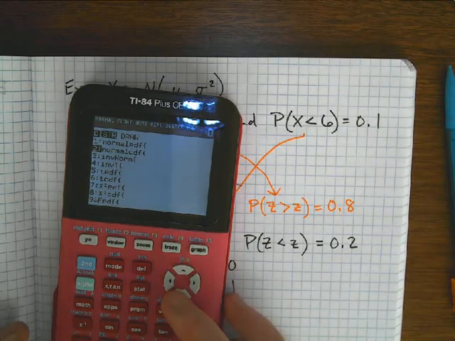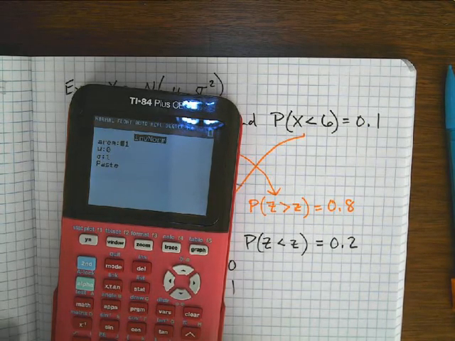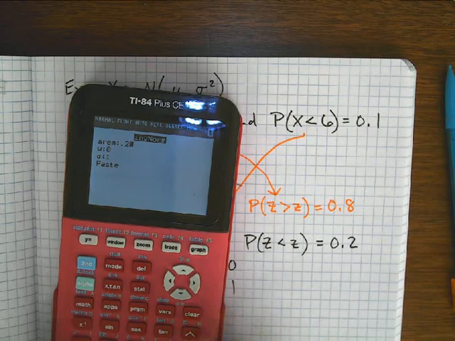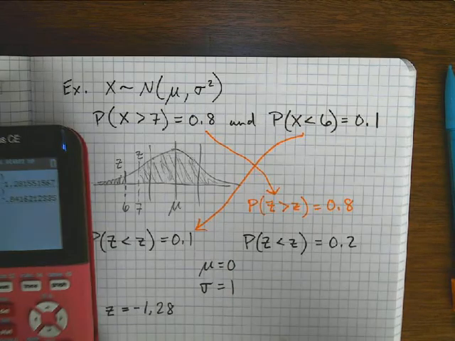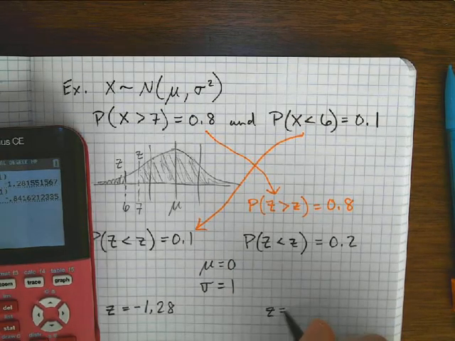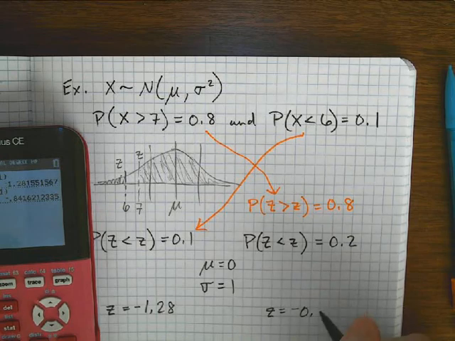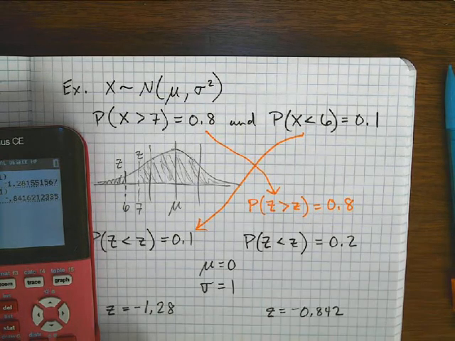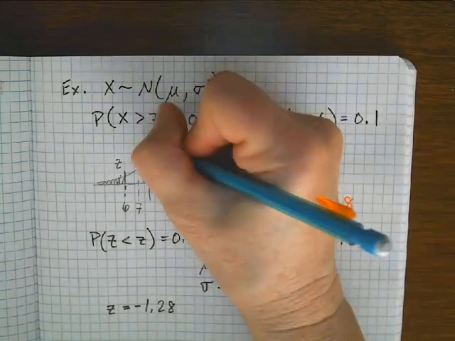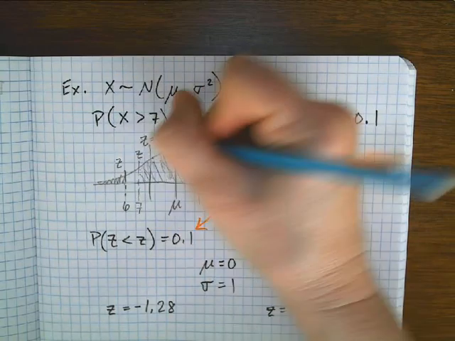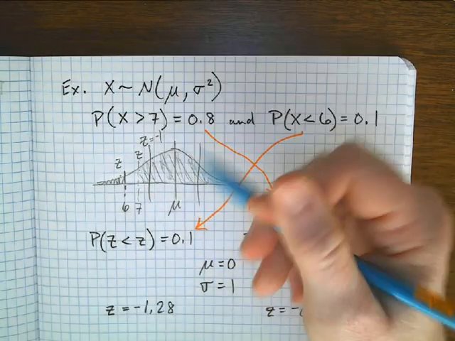Option 3, and this one is 0.2. Same mean and standard deviation because it's a z-score. And I get my z is equal to negative 0.842. Okay, and that makes sense. Z-score, this would be z is equal to negative 1. So I was a little bit off on where the 7 is.